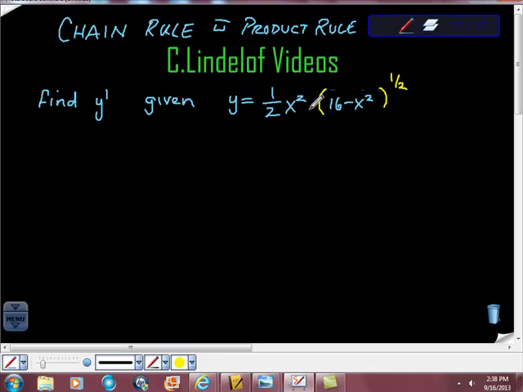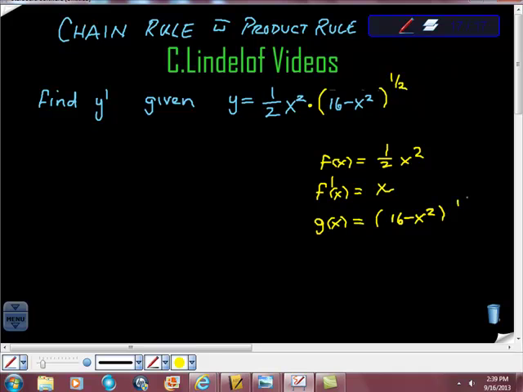It's this function right here times this one. So that's kind of a product rule problem. So what I'm going to do is start my list and say, okay, f of x is equal to 1/2 x squared. F prime at x is equal to 2 times 1/2 is 1. Decrement this by 1 is just x, isn't it? And then g of x is equal to 16 minus x squared to the 1/2 power.